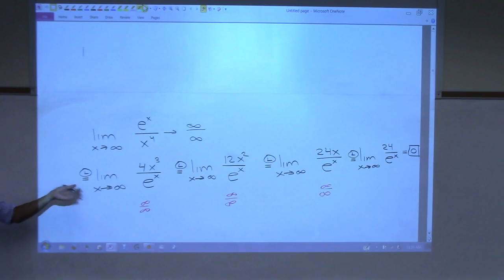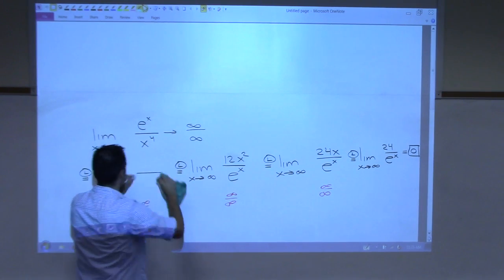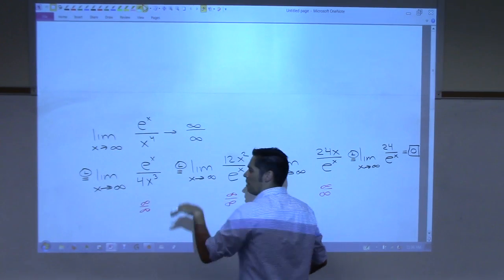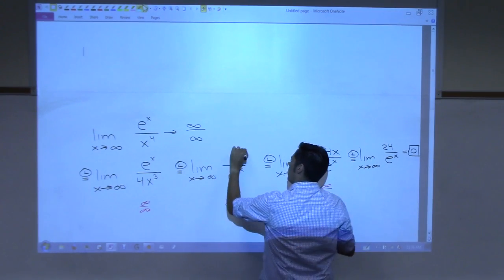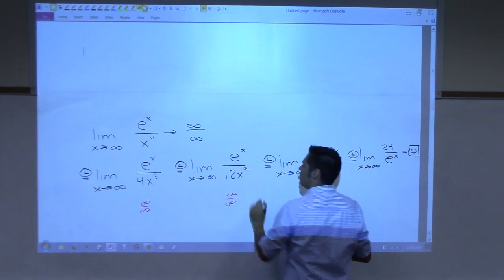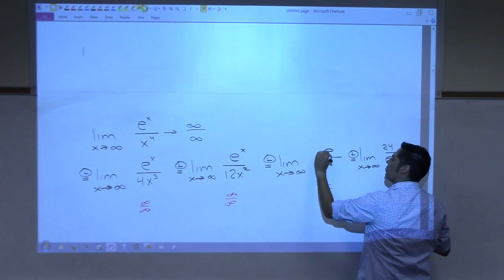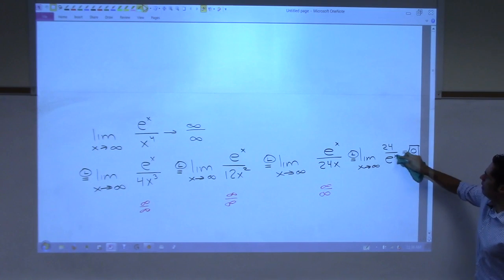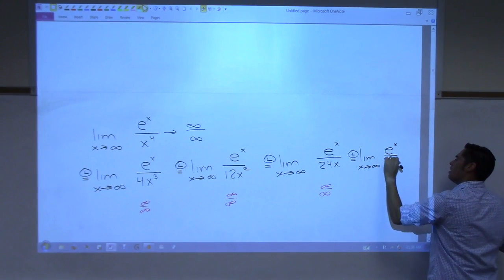You do L'Hopital one time and these would flip places, right? So these would become e to the x over 4x cubed, right? You would still have infinity over infinity. Do L'Hopital again, this would be e to the x, this would be 12x squared. Still have infinity over infinity. You would do L'Hopital's rule again, you'd get e to the x over 24x. Still have infinity over infinity. Last step, you would get e to the x over 24.